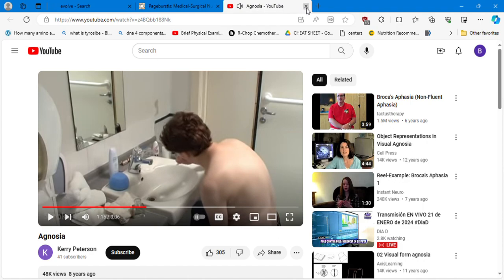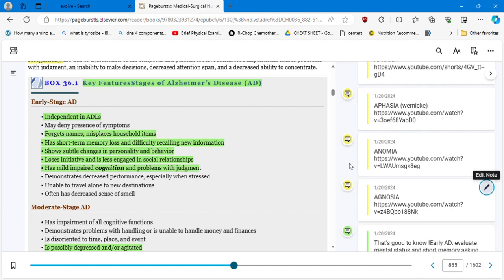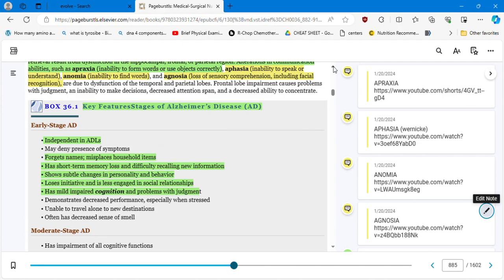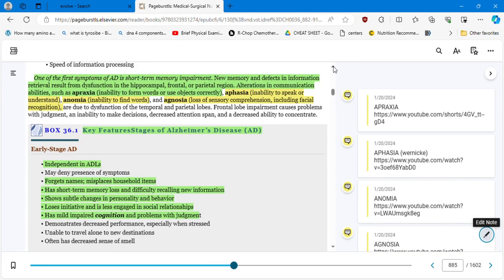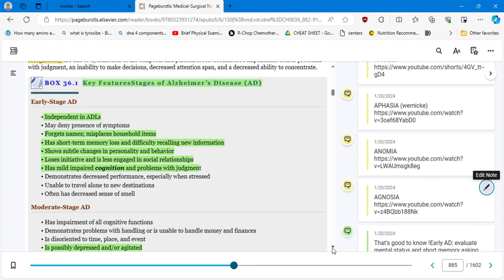Excellent. So, excuse me if I got the wrong information before describing the different alterations in communication abilities. It's kind of difficult to speak, play the video, read, but well, anyway, we got it right now. So now we are going to see the 3 stages of Alzheimer's disease.